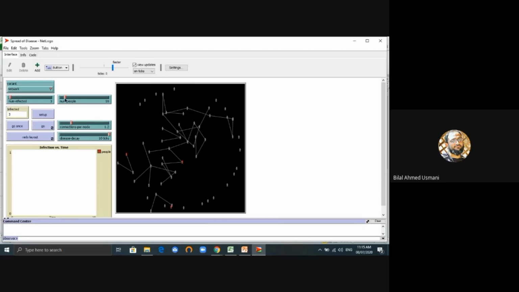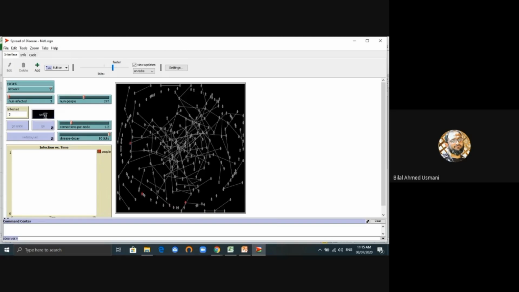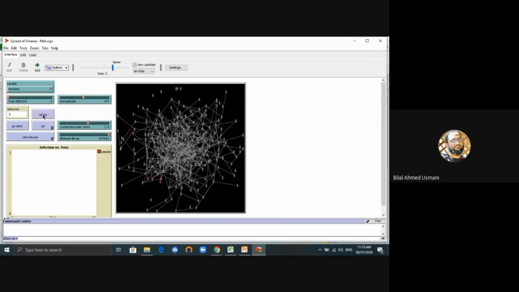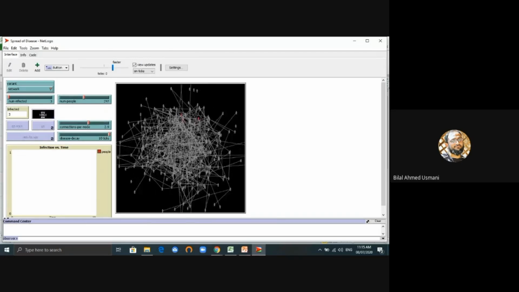Let's assume that we have around 250 people, and then if we increase connections per node, can you see this tab? It was initially 1.2. If I increase it to 2.9, do you notice the difference?